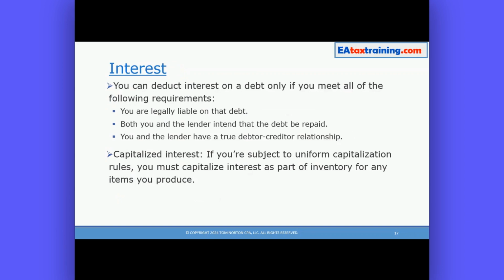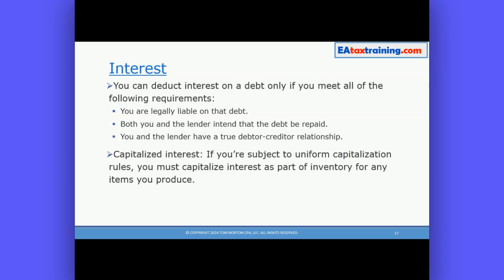Interest deductions. You can deduct interest on a debt only if you meet all of the following requirements. You are legally liable on that debt. Both you and the lender intend that the debt be repaid, and you and the lender have a true debtor-creditor relationship. And so these last two are really getting into related party or friend type of loans.